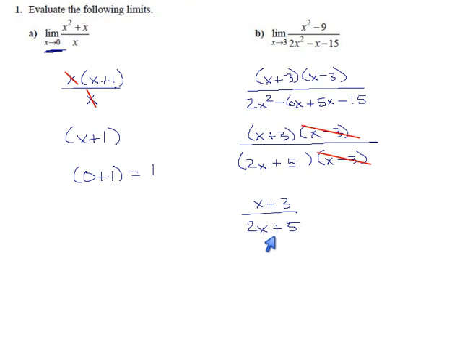So if we put 3 into this, we get x plus 3 over 2x plus 5. That would be 6 over 6 plus 5, which is 11. And that ought to do it.